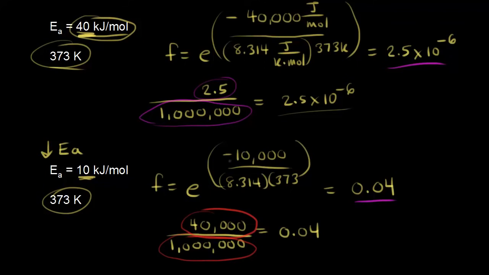And so that's a huge increase, right? It's a huge increase in F. It's a huge increase in the number of collisions with enough energy to react. And we did that by decreasing the activation energy, right? So decreasing the activation energy increased the value for F. It increased the number of effective collisions.